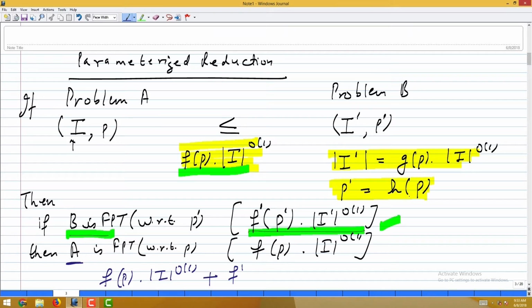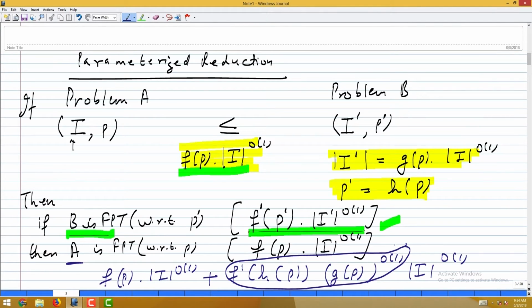But what is P prime? P prime is some function of P again. So it is some h of P into polynomial in I prime time, and I prime is g of P, so some polynomial in this and some polynomial in I, right? So this is like a huge running time that I have written, but the takeaway here is what is the form of this running time? Note that this whole thing is some function of P alone, right? And this is some polynomial function in the size of the input alone, right?